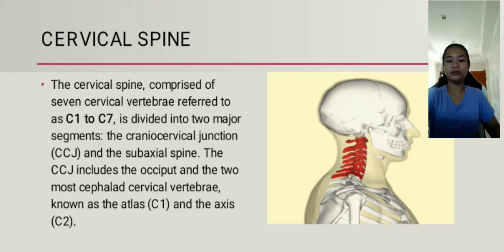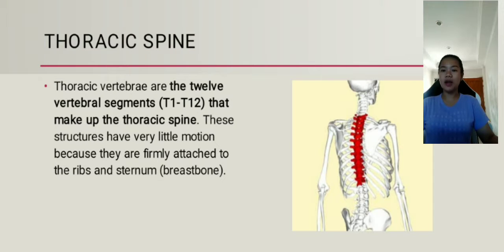C2. Thoracic spine. Thoracic vertebrae are the 12 vertebra segments, T1 to T12, that make up the thoracic spine. These structures have very little motion because they are firmly attached to the ribs and sternum, or breastbone.